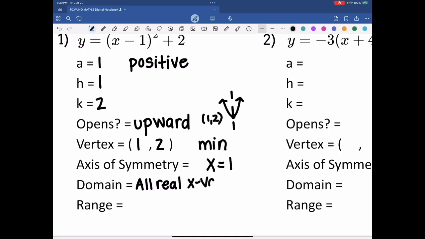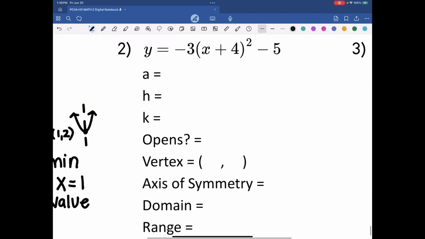So then we need to talk about the range. So since we're starting at the bottom, that means that it's a minimum and we're going to be going up. Now, my k value is how we're going to apply that range over here. So remember that k value is that minimum value, and it's going up, so my y values are greater than or equal to 2.